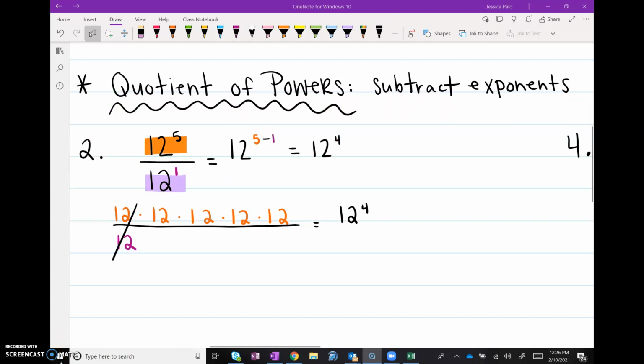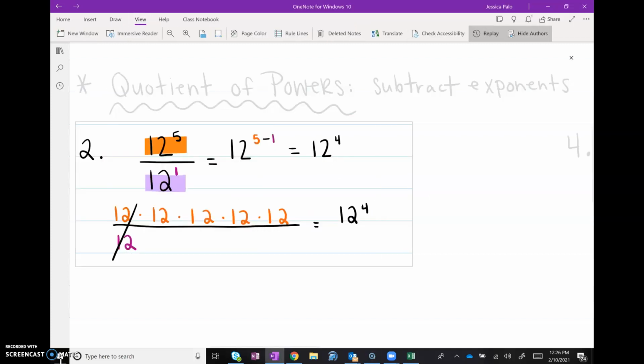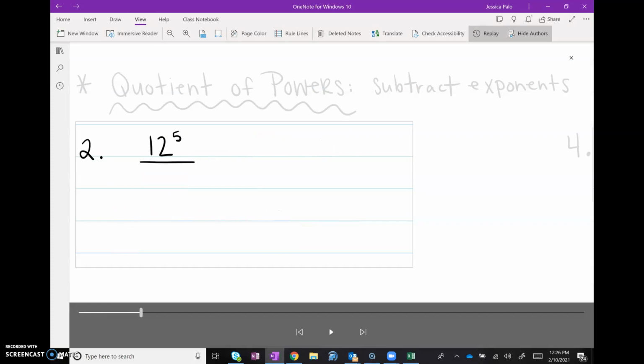The next thing we reviewed was the quotient of powers property, which tells us to subtract our exponents when they have the same base. So let's look at this first example. We have 12 to the 5th over 12. And we know any whole number is not just alone. It always has an exponent, even if it's invisible. So let's put that little 1 there so we remember it's there.